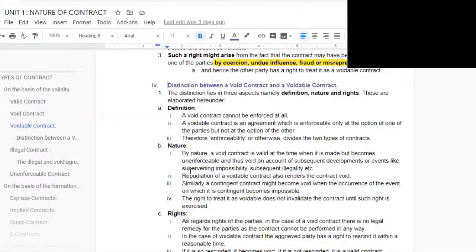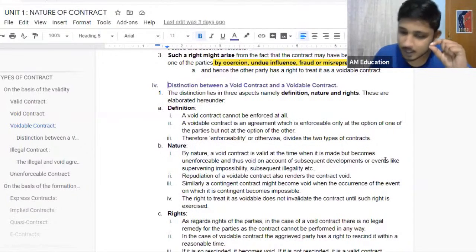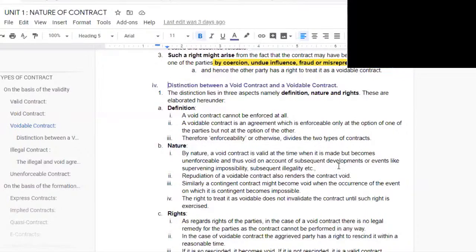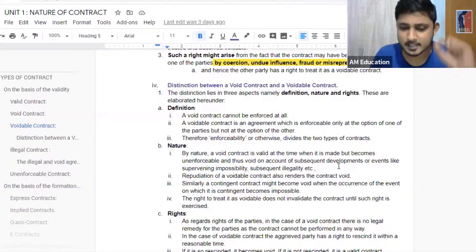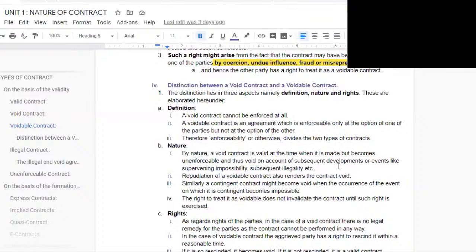Just use these words. Now read this out again and check yourself whether this is exactly what you wanted to tell me. Start again. By nature, a void contract is valid at the time when it is made, but becomes unenforceable and thus void on account of subsequent developments.